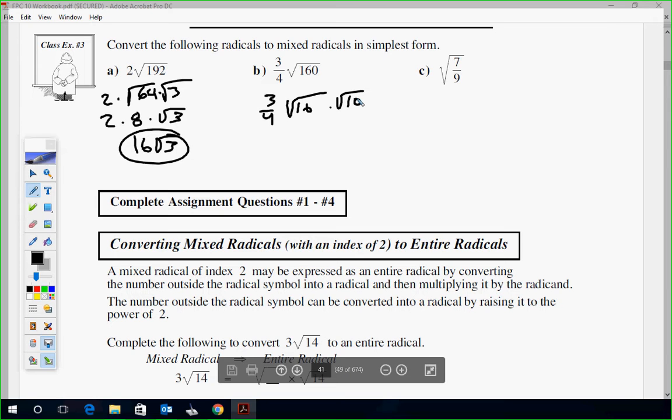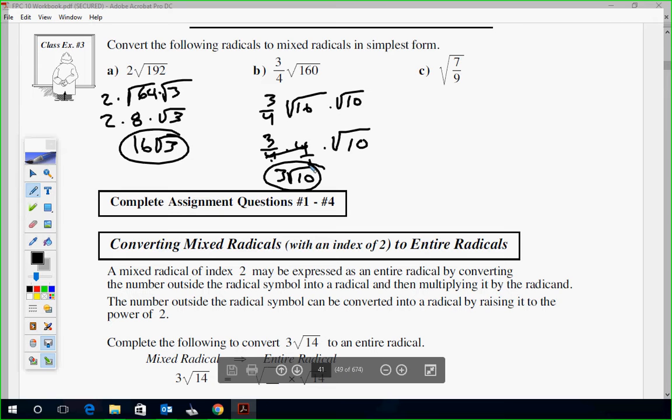So then you have 3 over 4 times 4, because that's root 16, times root 10. The 4's cancel. Your answer is 3 root 10. If you're asking why the 4's cancel, it's because the whole number is over 1. 3 times 4 is 12, 4 times 1 is 4, and 12 divided by 4 is 3. Okay, any questions there? All right.